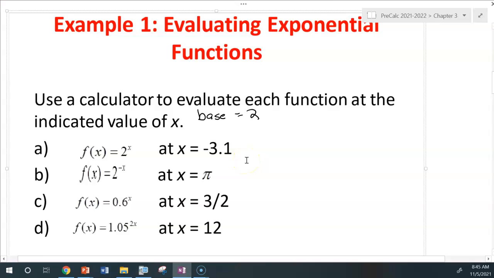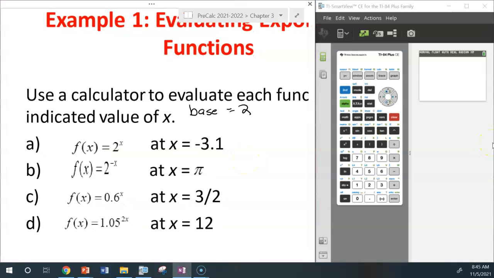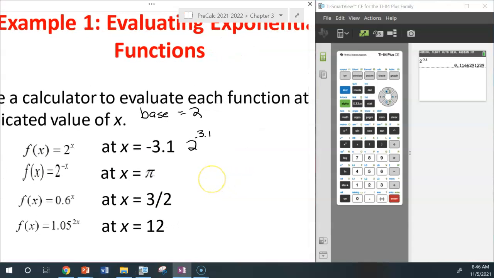So this is going to be 2 to the negative 3.1, and I put that in my calculator like this. I press the 2, this little caret, negative 3.1, and out is our answer, 0.1166. So this equals approximately 0.1166.